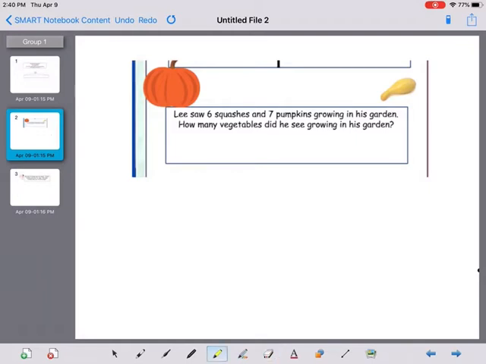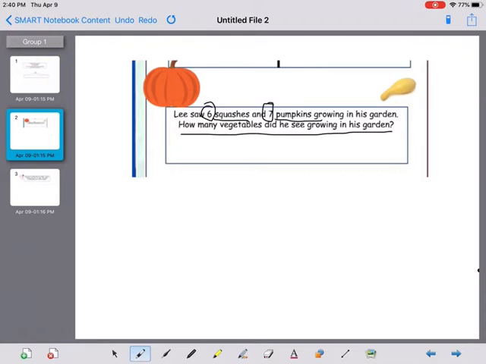As we learned in class, right after we read the story, we underline and circle the important things so we know what to draw. Lee saw 6 squashes and 7 pumpkins growing in his garden. Here, an important number is 6, and it's talking about the squashes. 7 pumpkins growing in the garden. 7 is important, and it's talking about pumpkins. How many vegetables did he see growing in the garden? That's all important, that question, okay?